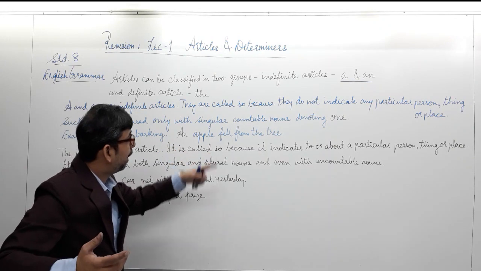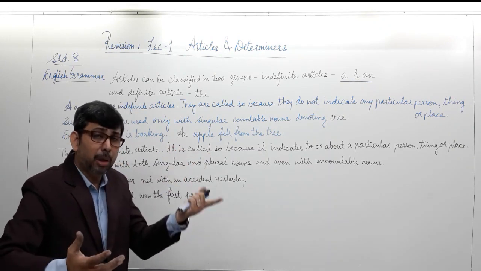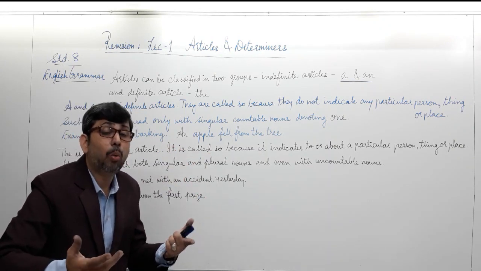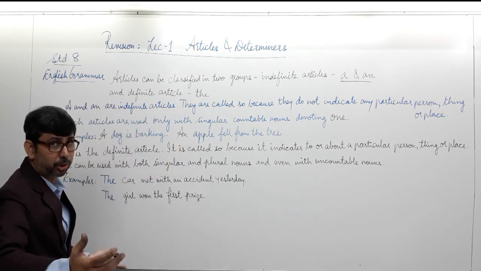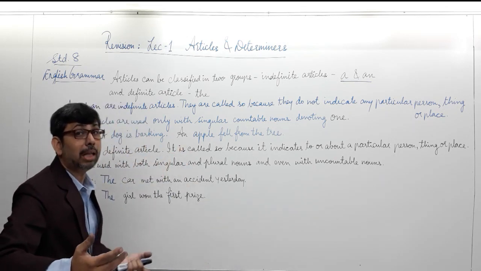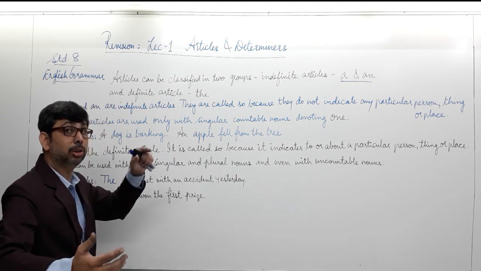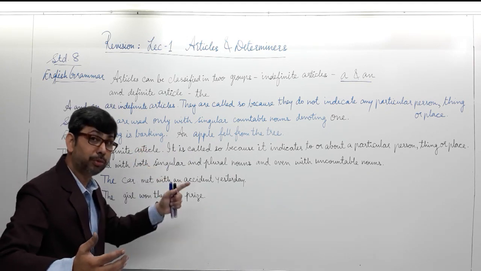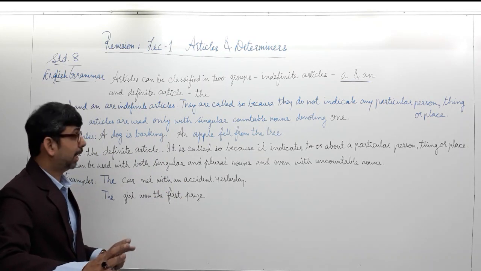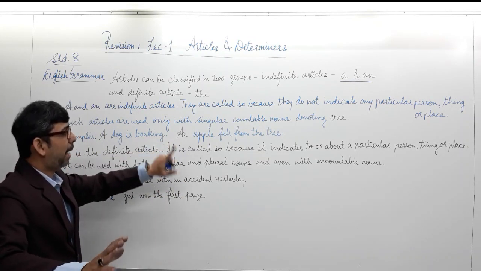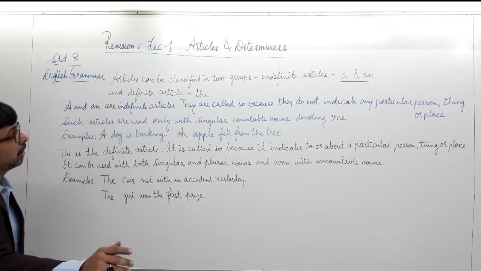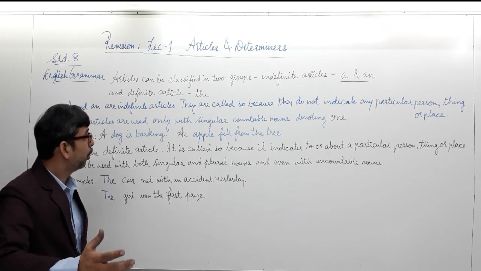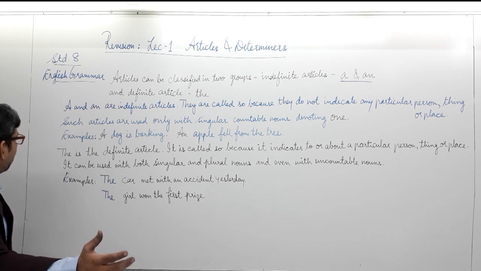Similarly, an apple fell from the tree. There were a couple of apples hanging on the tree and one of them fell. So we are simply saying an apple fell from the tree. We are not telling a particular apple that was on the third branch on the left side of the tree. Nothing particular about that. So we are using an apple fell from the tree to indicate something that is not particular. Well, this was about the indefinite article.